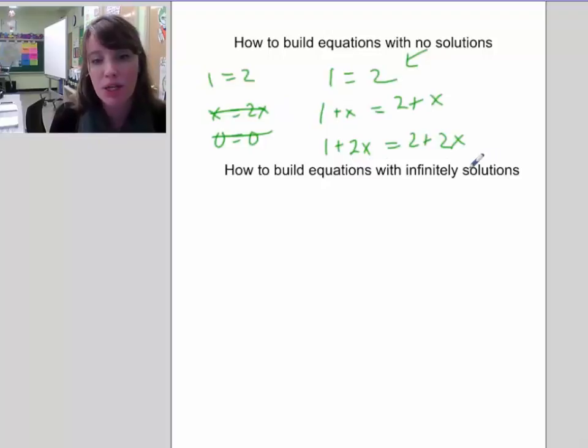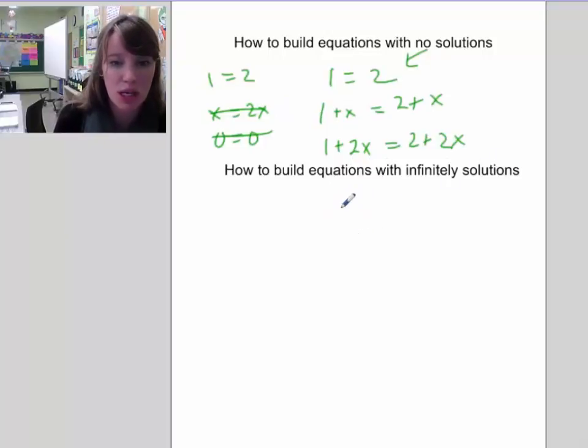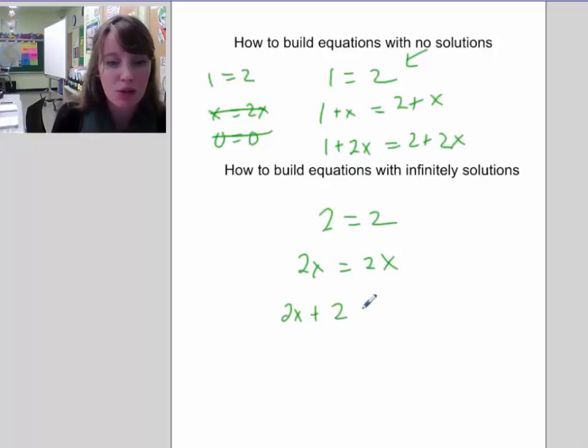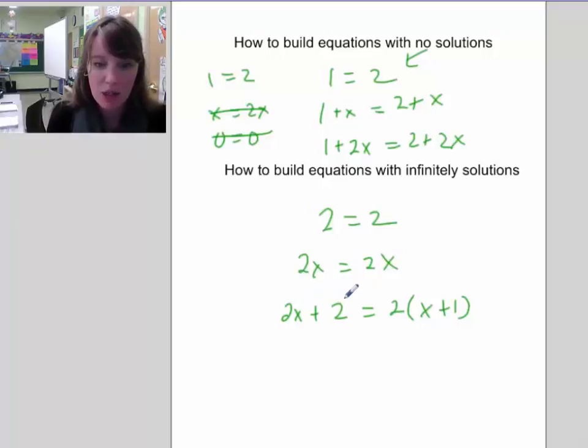All right, how to build an equation with infinitely many solutions? Again, start with something that's a true statement. So we go 2 is equal to 2, sure. Let's do the same thing to both sides. Let's go 2x is equal to 2x. You could do something tricky, like 2x plus 2 is equal to 2 times x plus 1. So I've added 2 to both sides, but see that the left-hand side is equivalent to the right-hand side. Basically what you're doing is building an equation where you have equivalent expressions on the left and the right-hand side, okay? And then you have an equation with infinitely many solutions.